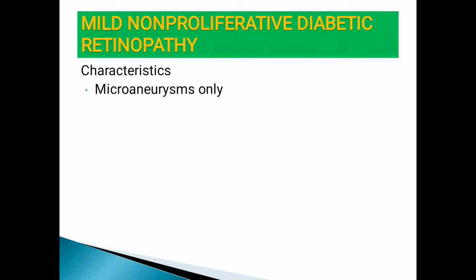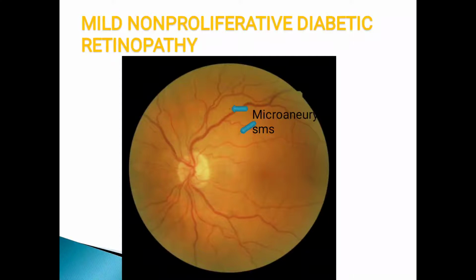So what happens in mild non-proliferative diabetic retinopathy? Mild means the initial stages. Non-proliferative means there is no proliferation of new blood vessels. We can see only microaneurysms. Here you can see microaneurysms. Microaneurysms are nothing but outpouching of the vessel wall.